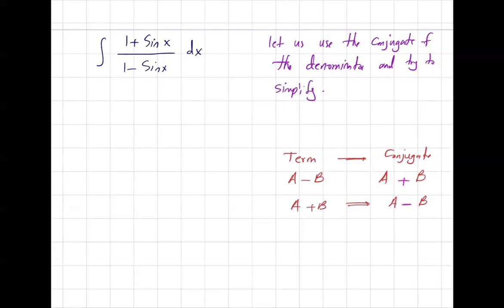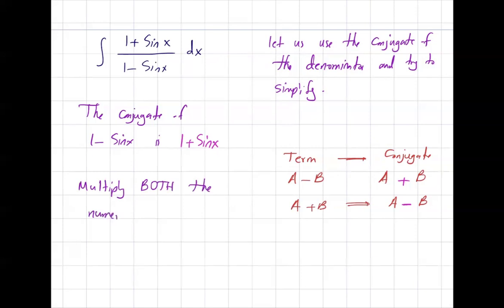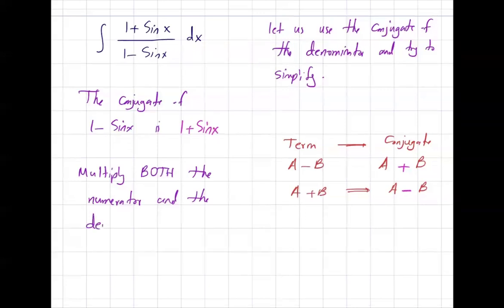So on the denominator, you have 1 minus sine x. The conjugate of 1 minus sine x is 1 plus sine x. Now multiply both the numerator and the denominator by the conjugate, which is 1 plus sine of x. Very good.